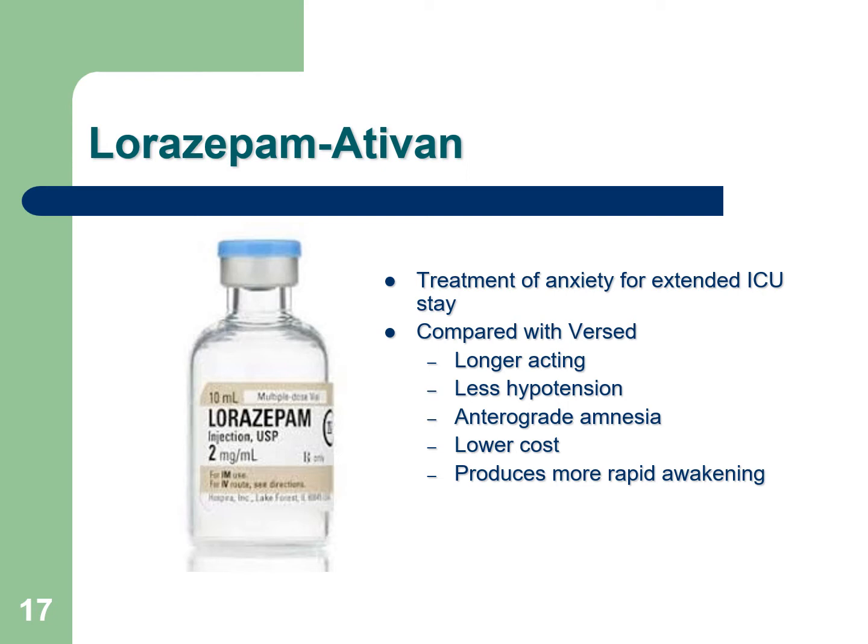When comparing Ativan to Versed, Ativan has a longer acting process, less hypotension, has antegrade amnesia, and a lower cost as mentioned before. It also produces a more rapid awakening.